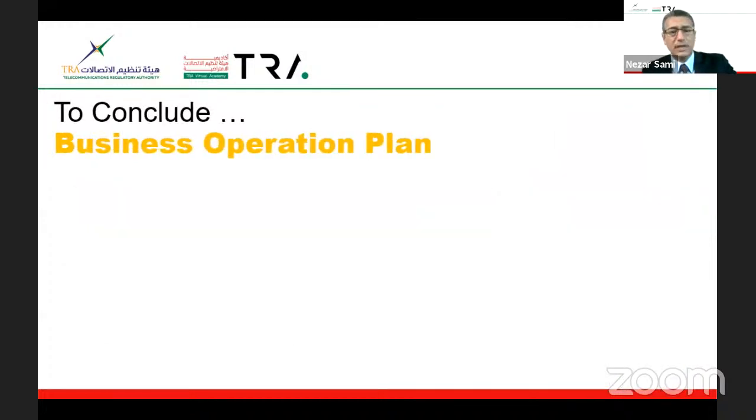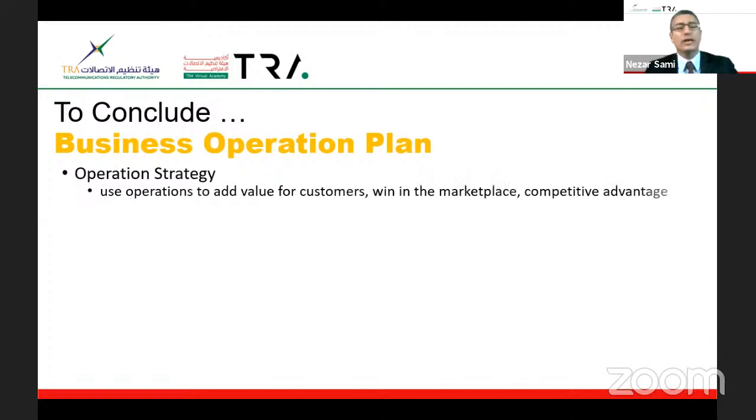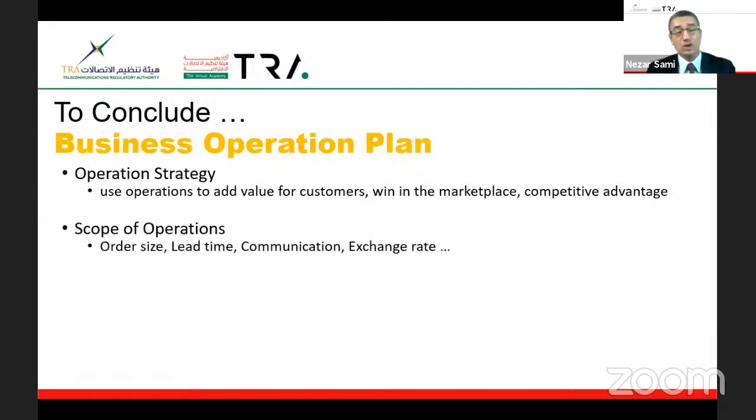So my operation plan should include the following. What is my operation strategy? So we talked about strategy. Strategy is a way of thinking. Okay, how you are going to create value for your customers, how you are going to win in the marketplace, how you will be more competitive in the marketplace. So what we do, so the scoping, what is the order size, what is the lead time for operation, is there any way to communicate? So we need to define exactly what we are going to do.